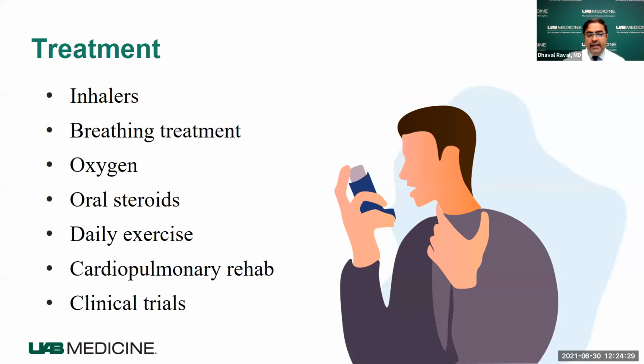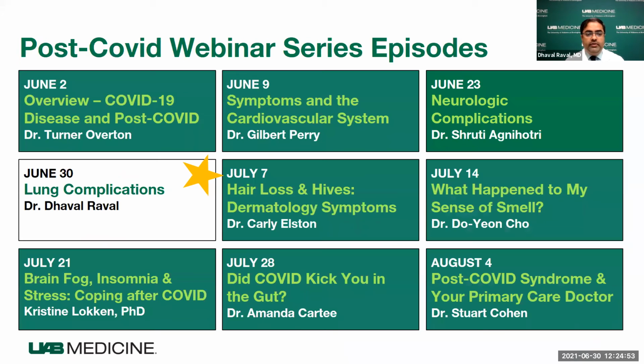And as I said, many of them may not need any of this treatment. They come, we talk to them, we look at their x-ray, we look at their breathing test, and at the most we give them an emergency or rescue inhaler and tell them to exercise and continue to build up their endurance. But some patients, depending upon their lung severity, may need all or some of this treatment. So that's all I have about the post-COVID pulmonary complications. And I'll take some questions now.